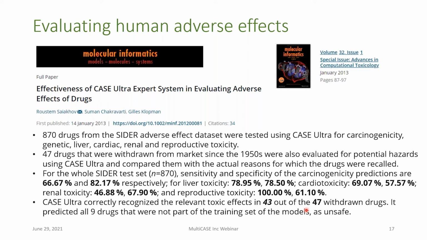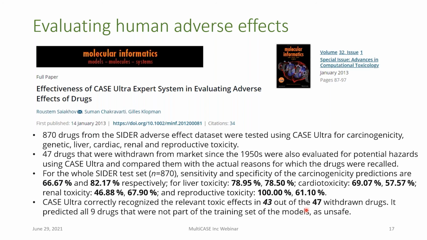So what we did, we assembled 870 drugs from the Saiakhov adverse effect data set and tested them with CASE Alpha for carcinogenicity, genetic toxicity, liver, cardio, renal, and reproductive toxicity. At the same time, we assembled 47 drugs which were withdrawn from the market and listed in the US FDA data set, and we used CASE Ultra to find out: can we identify the reasons why these 47 drugs were withdrawn? Can we calculate those reasons, and do those calculated reasons match the actual reasons? The result was, I would say, encouraging.